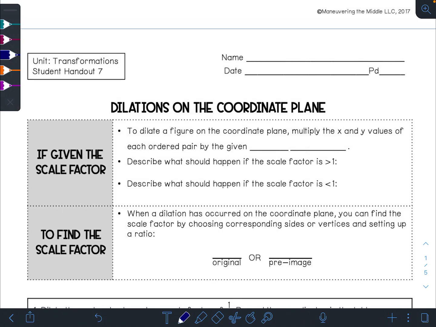You're probably tired of hearing me say this over and over again, but it is so important that you understand this. When we dilate a figure on a coordinate plane, we multiply the x and y values of each ordered pair by the given scale factor.